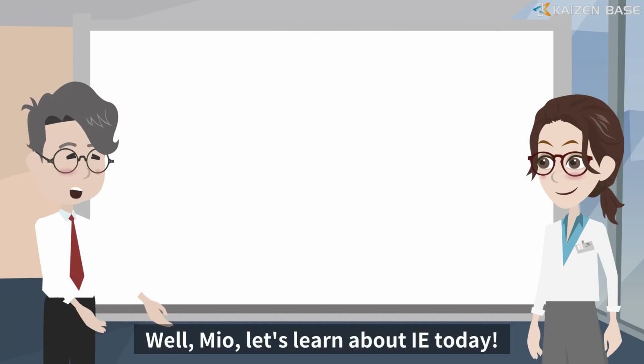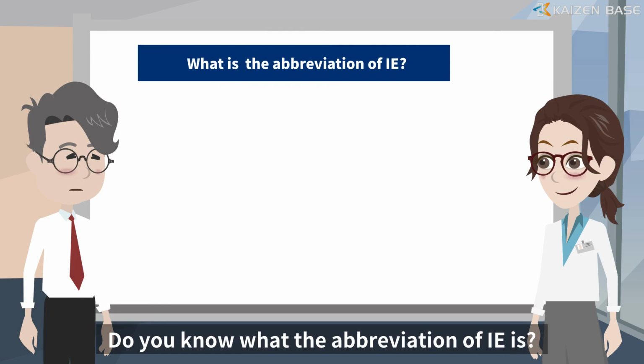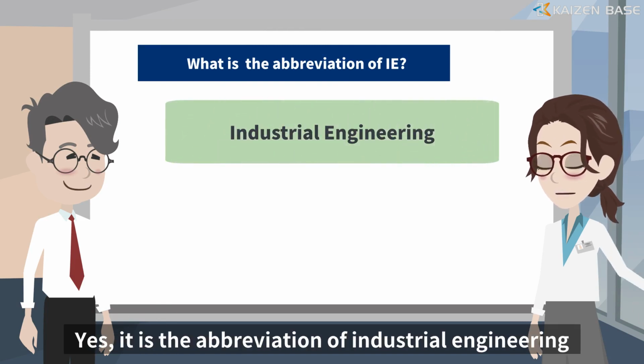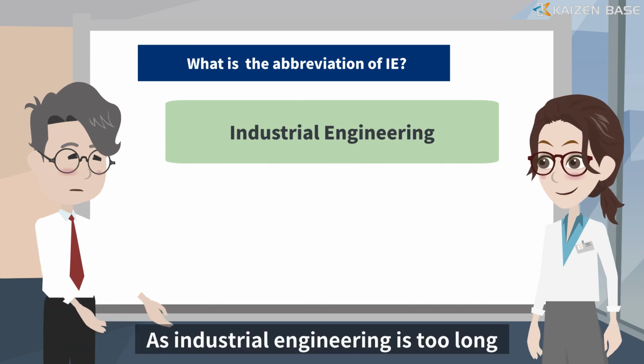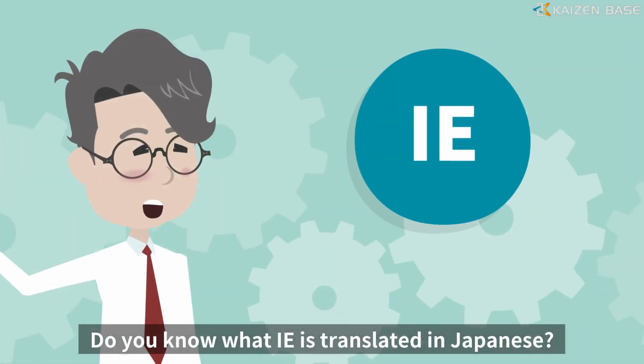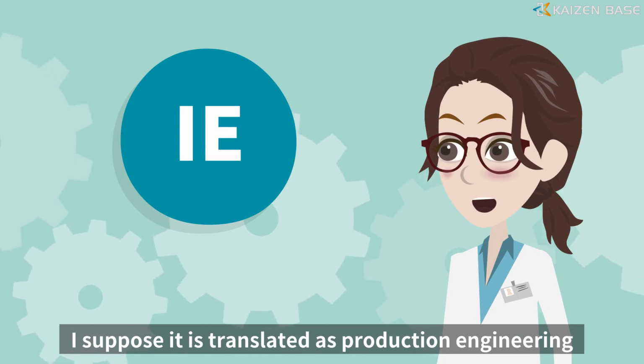Well, Neil, let's learn about IE today. Do you know what the abbreviation of IE is? Yes, it is the abbreviation of industrial engineering. That's right. As industrial engineering is too long, it is often referred to as IE for short. Do you know what IE is translated as in Japanese? I suppose it is translated as production engineering.